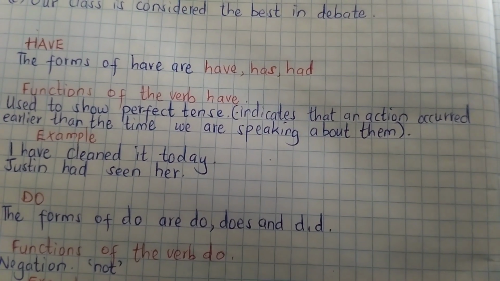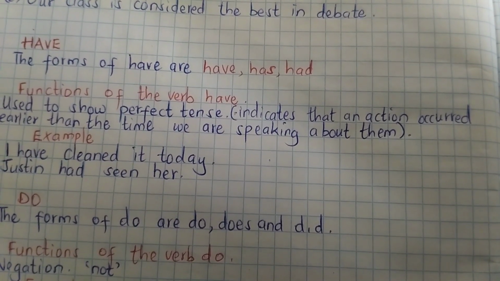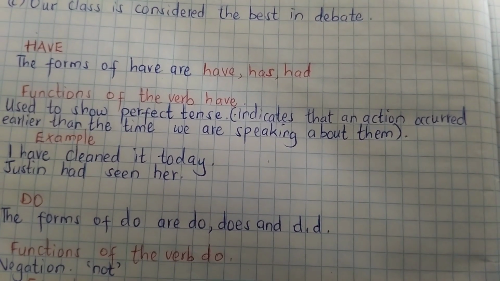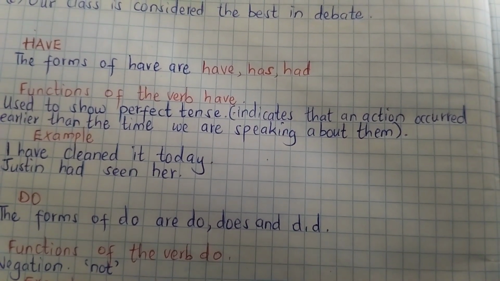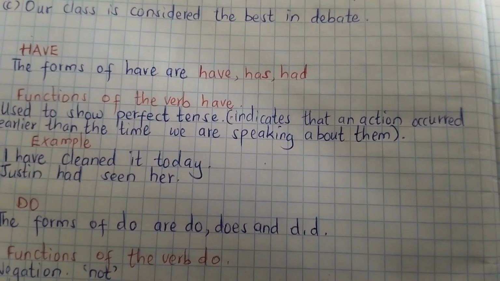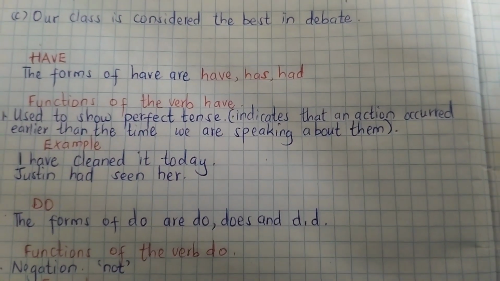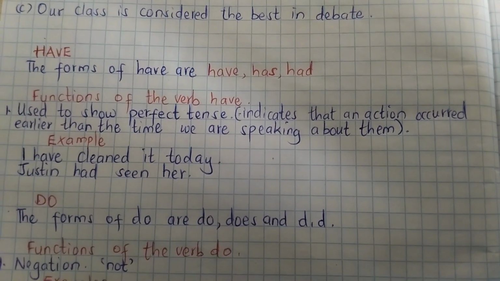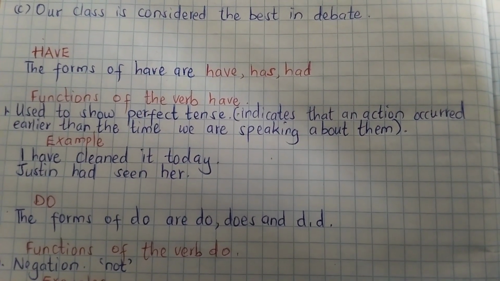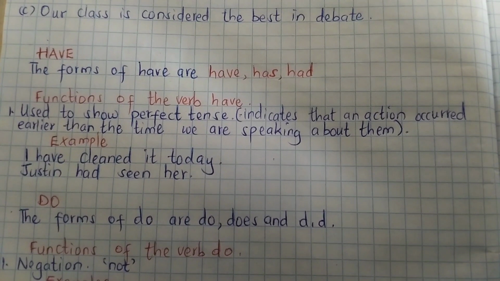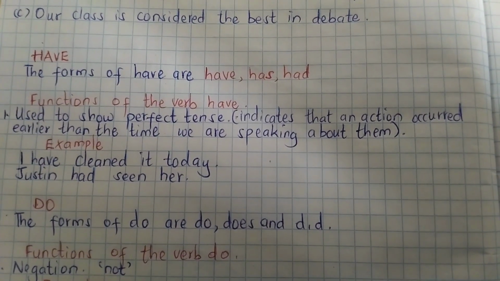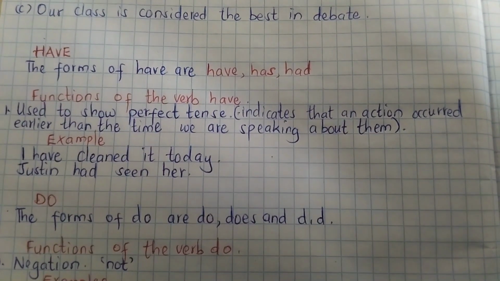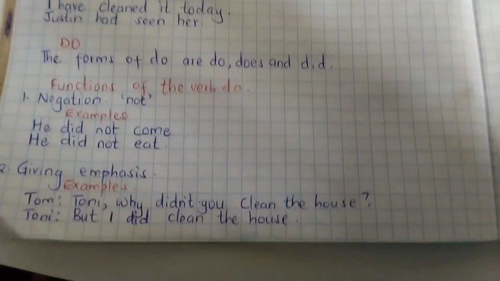Example, I have cleaned the room today. Justin had seen her. So Justin had already seen her. When we are talking about Justin seeing her, it was earlier than the time we are speaking. So the function of have is to show perfect tense. Then we move on to verb do.